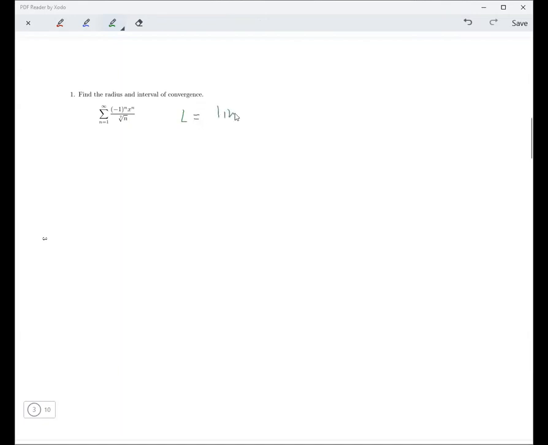So that's the limit as n goes to infinity of a sub n plus 1 over a sub n. And a sub n plus 1 is going to be, you take (-1) to the n plus 1, x to the n plus 1 divided by the 7th root of n plus 1. Okay, and then you're dividing by a sub n, which is just exactly that.